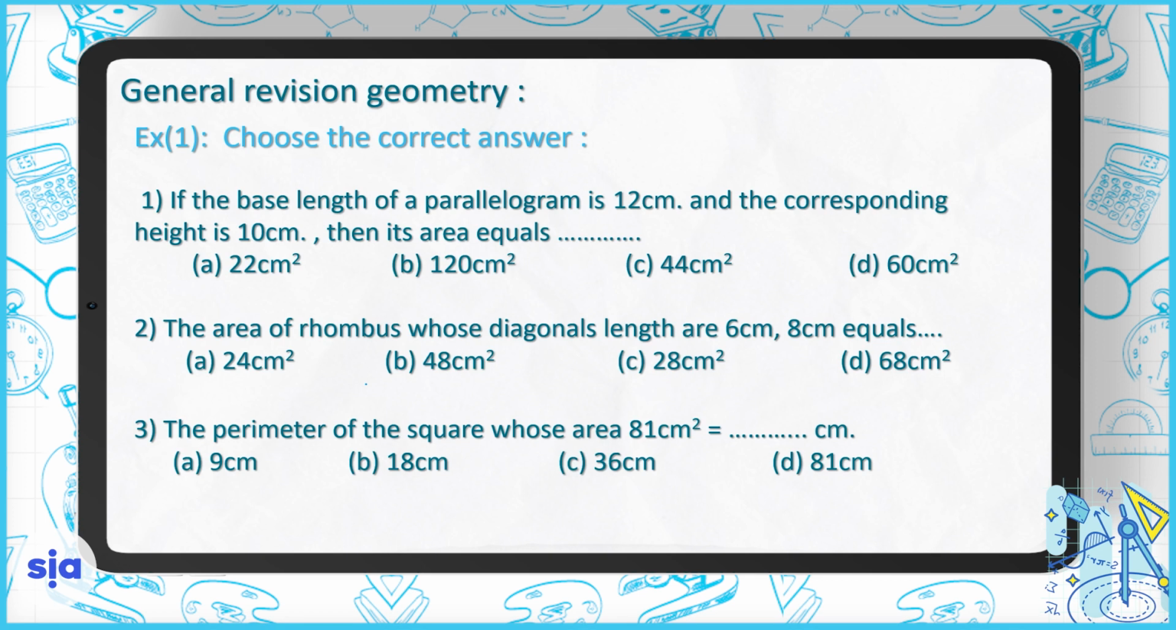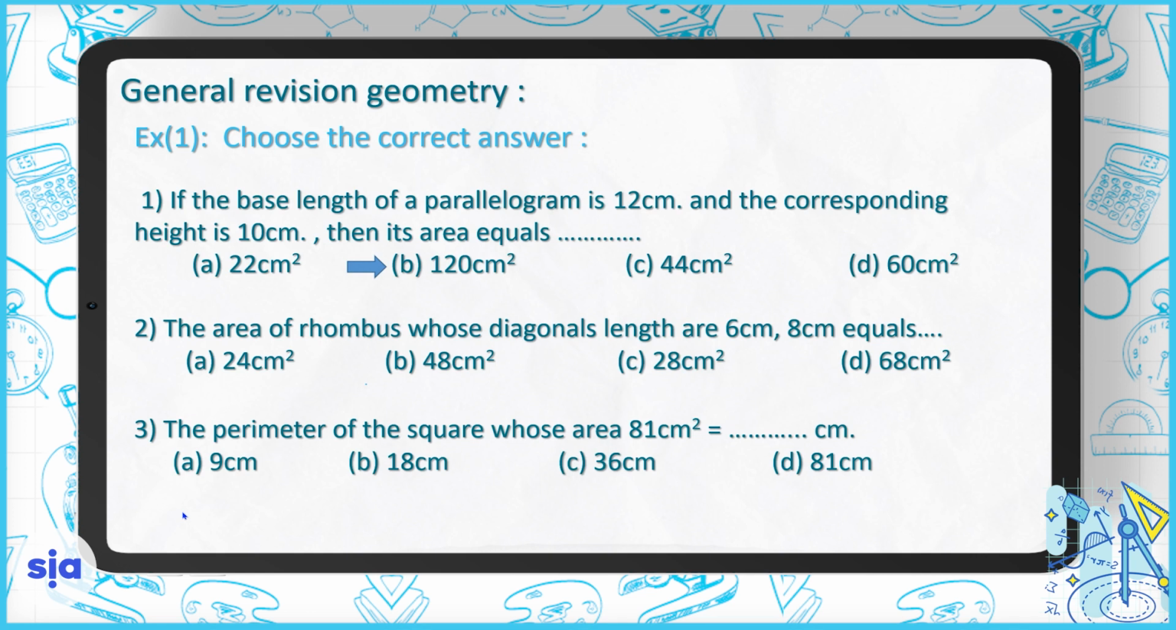If the base length of a parallelogram is 12 centimeters and the corresponding height is 10, what is the area? We know that the area of the parallelogram is the base multiplied by the corresponding height. So 12 multiplied by 10 is 120 centimeters squared.